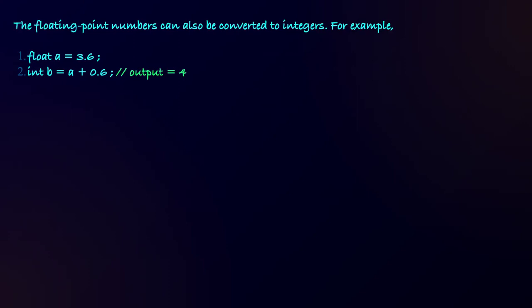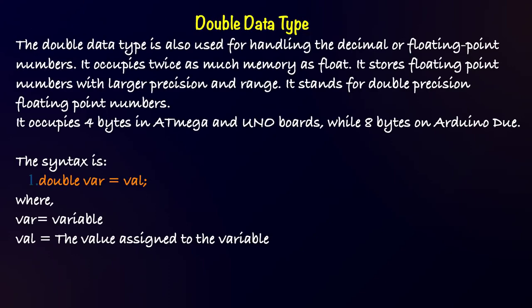Float a equal to 3.6. Int b equal to a plus 0.6. Now, if it is int, what will happen? The output is 4. And why have we defined float a? Why not int a? Because 3.6 is a decimal number. Understood? So that is the whole concept behind it. All right. Let us move further.